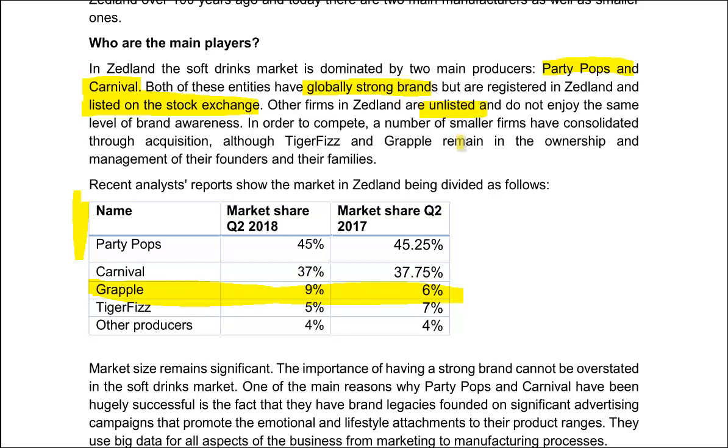So again, speaks to this idea that perhaps it would be quite easy for Grapple to acquire a rival that isn't Party Pops or Carnival, of course, because they're unlisted. They can be bought from maybe some families or just a few small amount of investors that invested early in a business, and it wouldn't be as big a task as trying to acquire a listed company with a variety of shareholders with a variety of different interests.